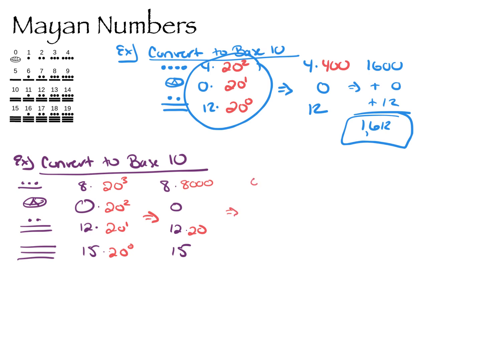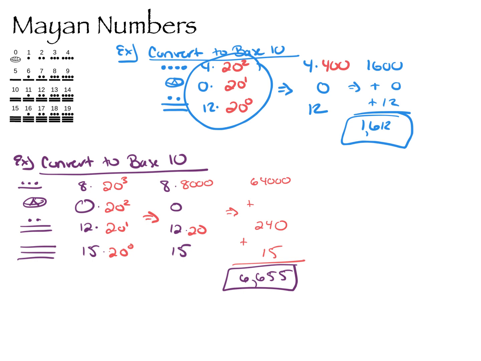Okay, so that is 64,000 is 8 times 8,000. 12 times 20 is 240 and 15. And we just need to add those together. And let's see, it looks like we're going to get 6,655.